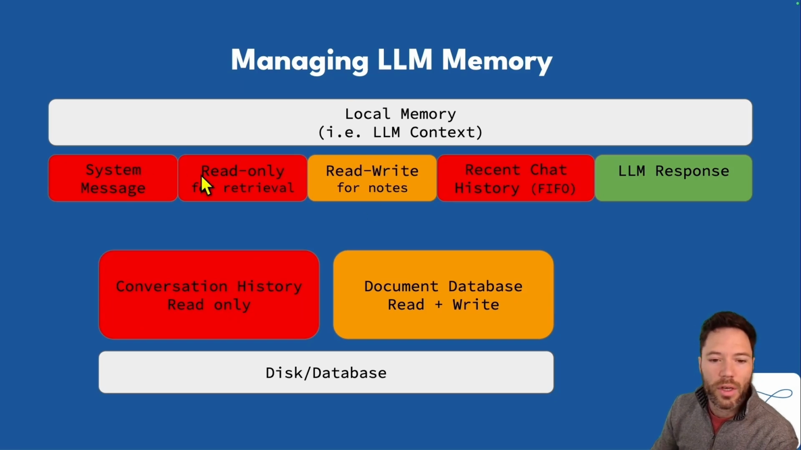On the local memory side, you can see a few blocks that are being defined, and each block represents an allocation of tokens. We've got a system message, maybe 500 tokens here. Then there's a block here for read-only retrieval.